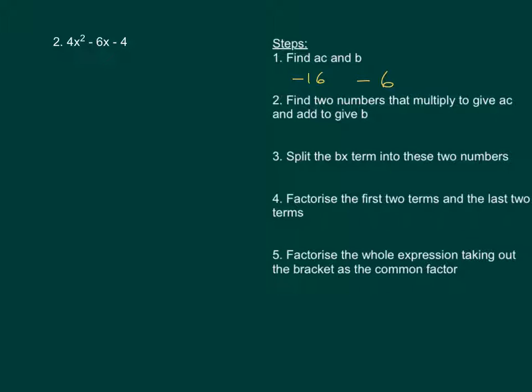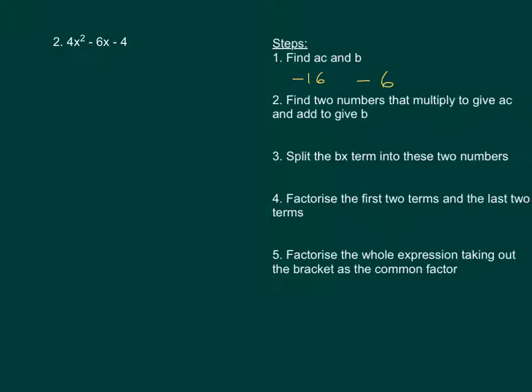As we can see, if this term, the C term, is negative, then one of the numbers is going to be positive and one of the numbers is going to be negative, because that gives us a negative product. So we need to find two numbers that multiply to give minus 16 but add to give minus 6.